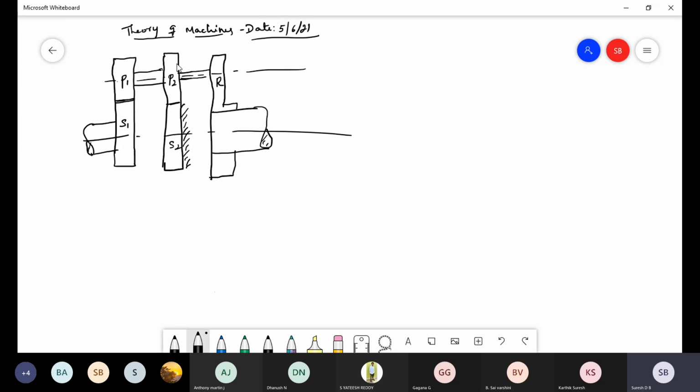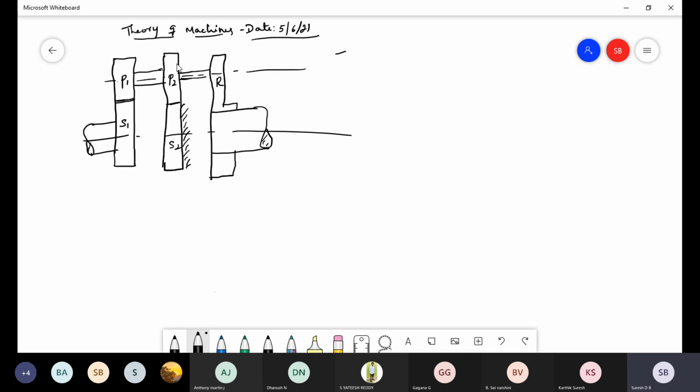According to this data, you can find out the torque and number of teeth. Here the number of teeth of S1, S2 and P1 are given. Already yesterday I copied this diagram. Hello, audible? Yes, sir. Yesterday I copied this diagram. First, you can write the data according to the given problem.